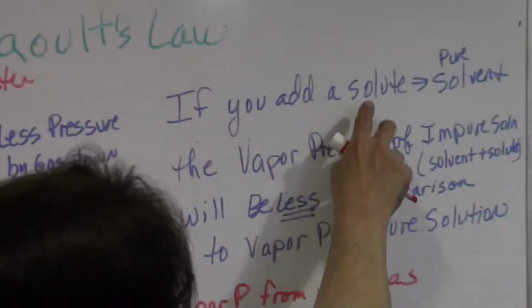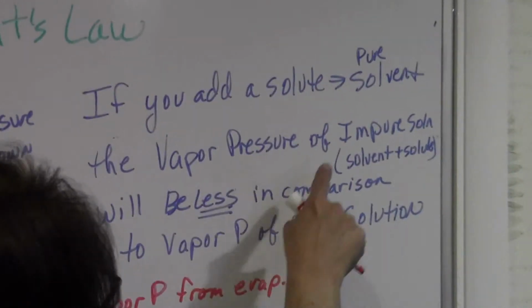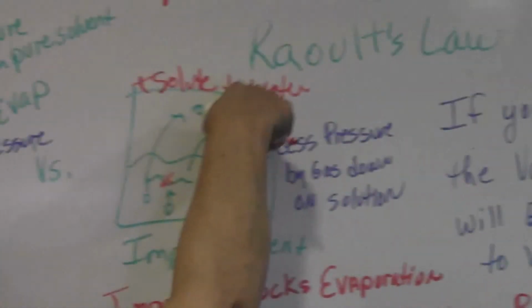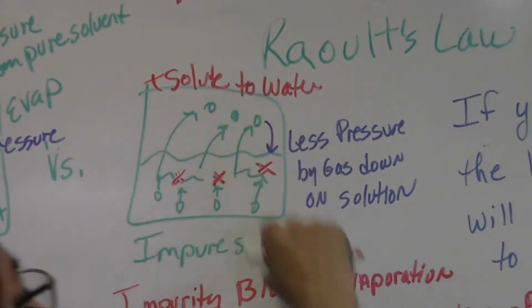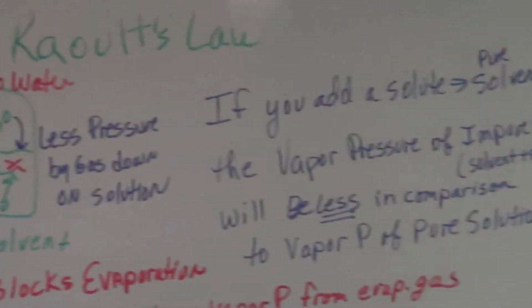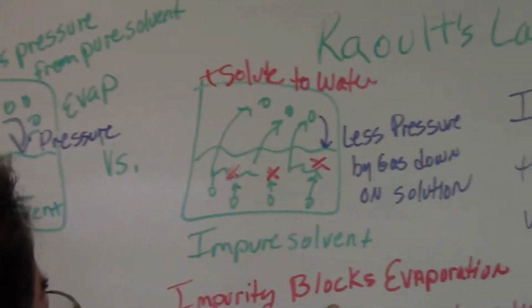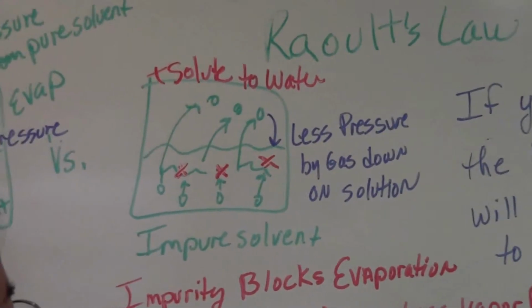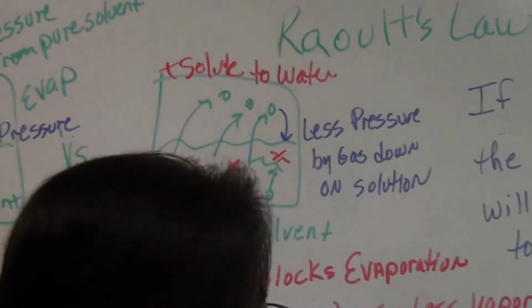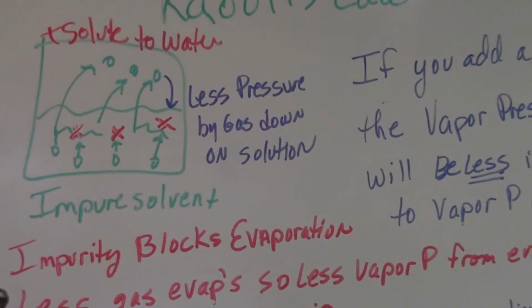So if you add a solute to a pure solvent, the vapor pressure of the impure solution, the pressure from the molecules that can exert pressure, will be less in comparison to the vapor pressure of a pure solution. Because the impurity blocks evaporation. Less gas evaporates, so there's less vapor pressure from the evaporated gas back down on the liquid.